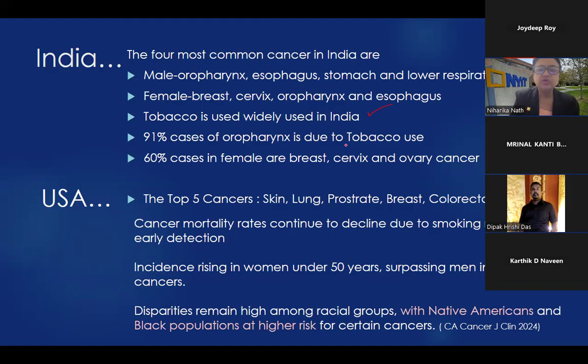Because of this tobacco and BD, all of that, for those reasons even females, farming women also use that. And then some of the remaining cases are breast and cervix, right? Compared to the U.S., where it is mostly skin cancer, lung, and prostate.